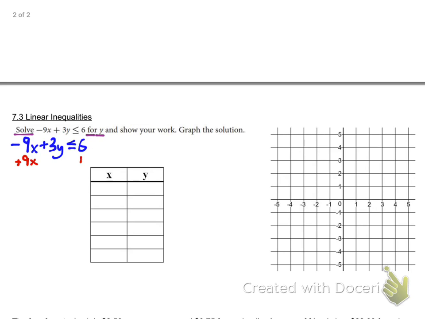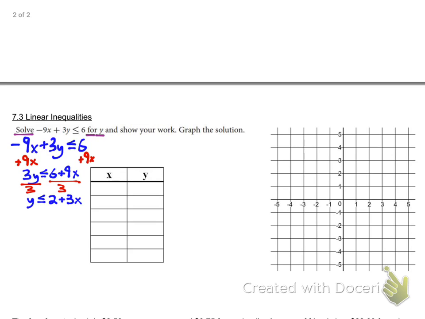So let us add 9x to both sides, and then I'm going to divide by 3. Pause right here. Notice that I'm not dividing by a negative. If I did, this inequality sign would need to switch. But we're dividing by a positive number, so we don't switch anything around. So y is less than or equal to 2, because that's 6 divided by 3, plus 9x over 3, which is 3x, because 9 divided by 3 is 3.